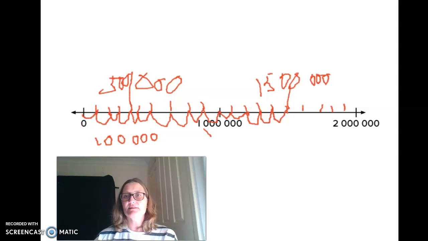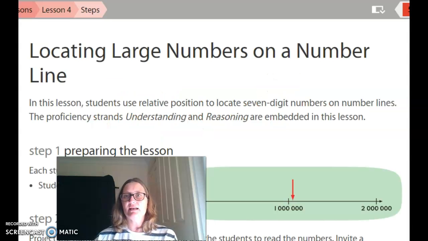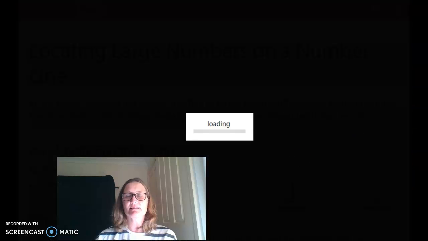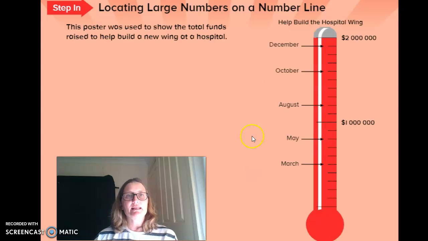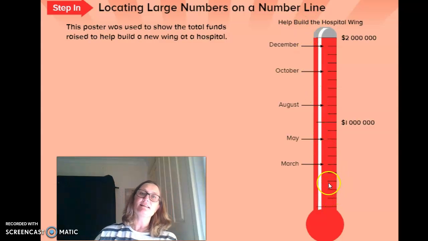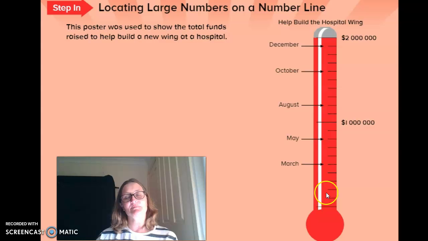Okay, I'm just going to go out of this page and go now to our step in discussion. So if you have a look at your 9.4, you'll see this same page that I've got here. We're now looking at a vertical number line. So it is a thermometer. You know, sometimes that's used for fundraising. And if you turn it sideways, you can see that's just a number line, isn't it? It's vertical though, because it's going up and down.